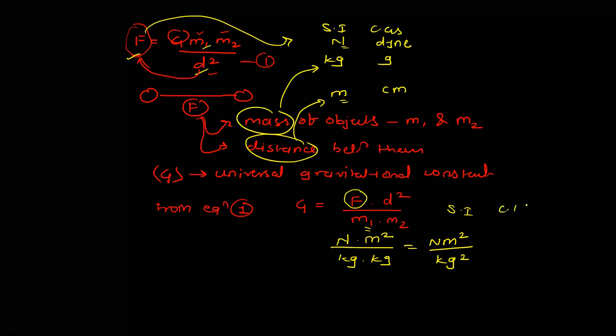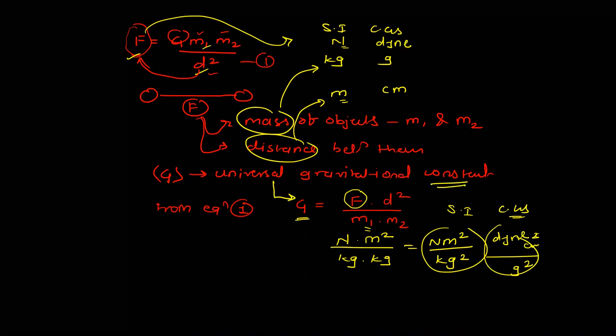What will be the CGS unit? Very simple. You have to replace Newton with dyne, meter with centimeter, and kilogram with gram. So these are the two units for capital G, the universal gravitational constant.